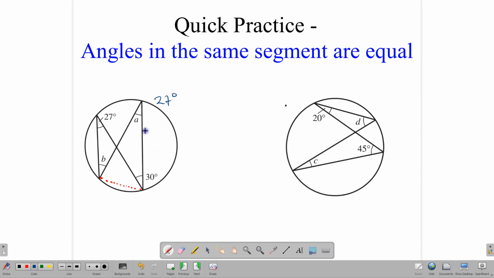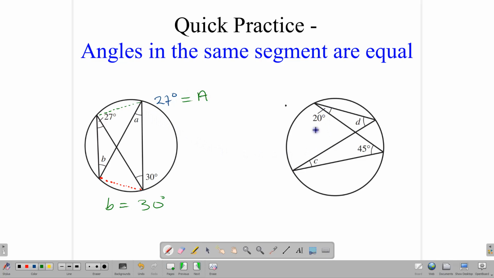The same thing happens on this side of the circle. So if you should pop a segment here, then what you will notice is that these two angles, B and 30, lie in the same segment as well. So B would actually be 30 degrees. So B is 30 degrees, and up on this side, A is actually 27 degrees.